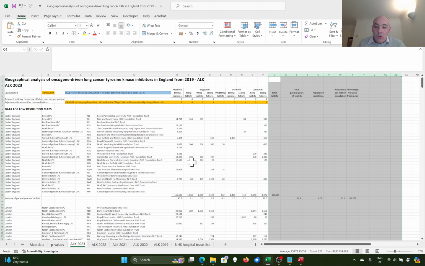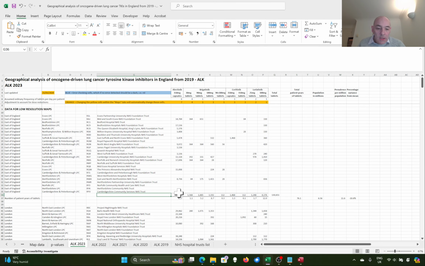Now this table, the formulae convert the tablet numbers here into patient numbers. So if we look here, East of England, the East of England Hospital Trusts in 2023 prescribed 116,690 alectinib tablets.